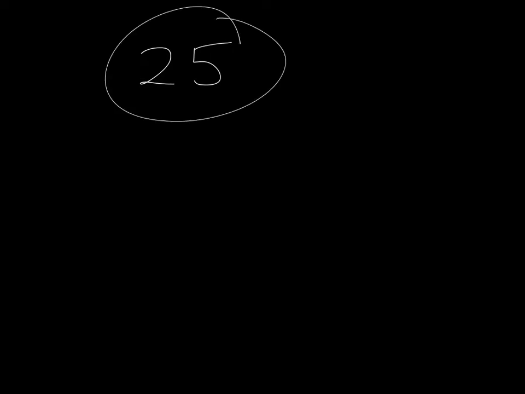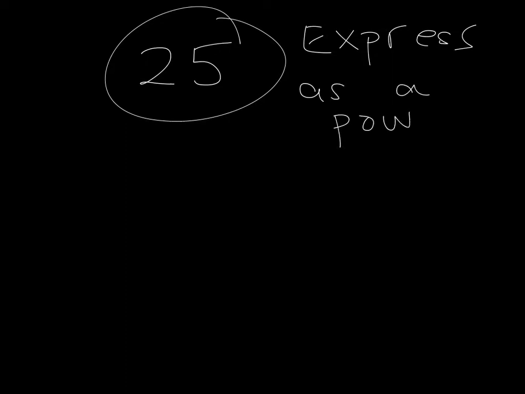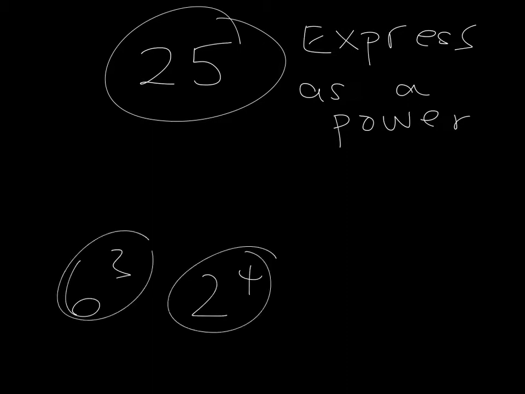Now we're going to do another example. I'm going to give you the product, which means the final answer. Let's say the number is 25, and I'm going to say, express this number as a power. When I say express as a power, it means something like 6 to the power of 3 or 2 to the power of 4. This in total is a power. That's what a power is.